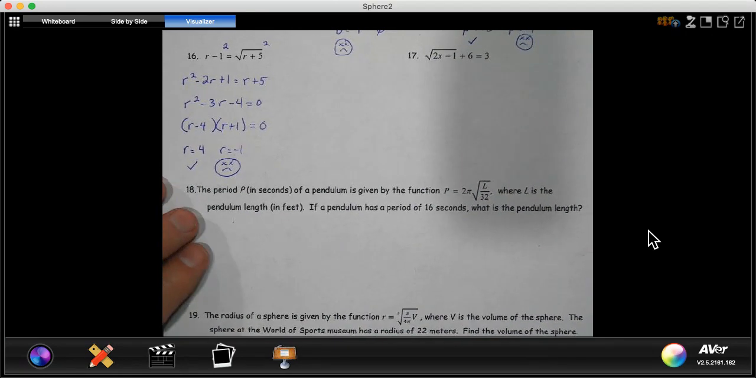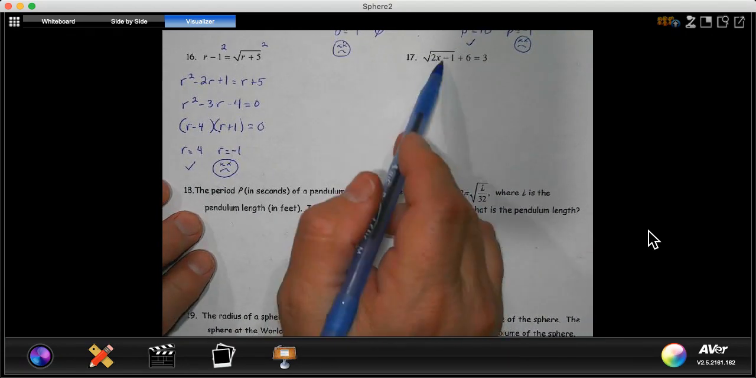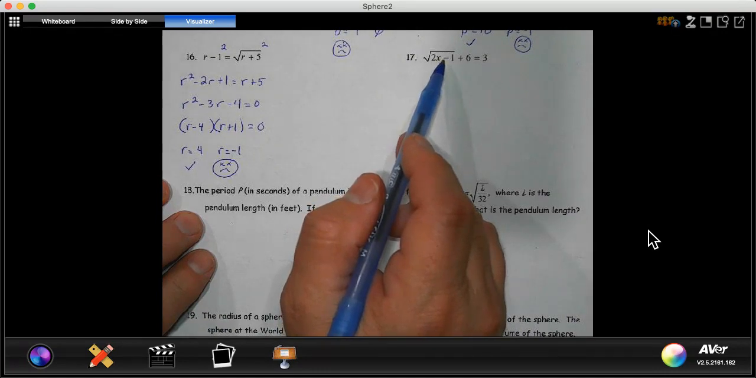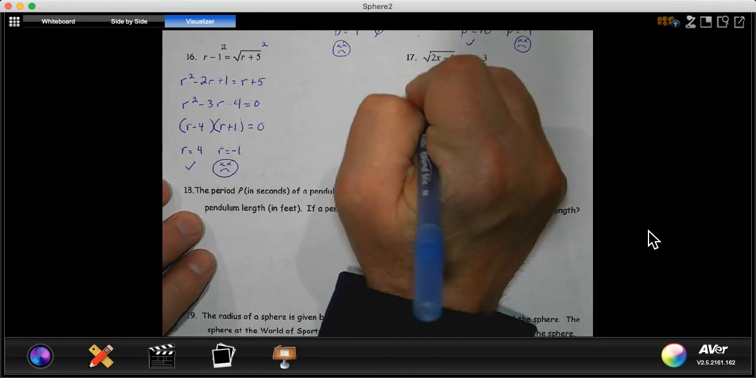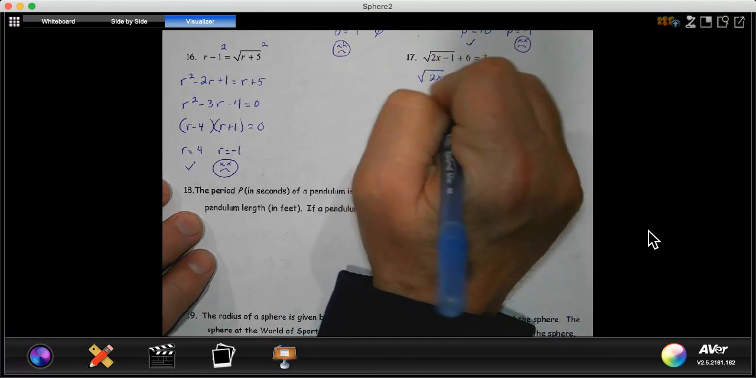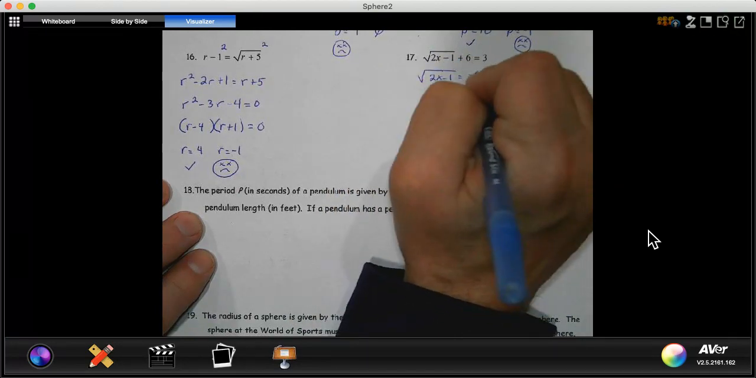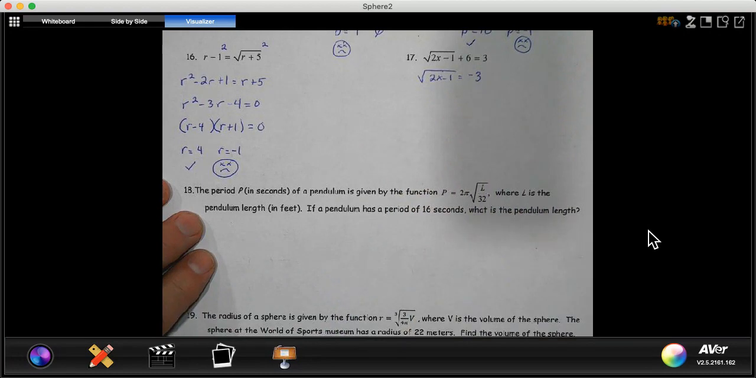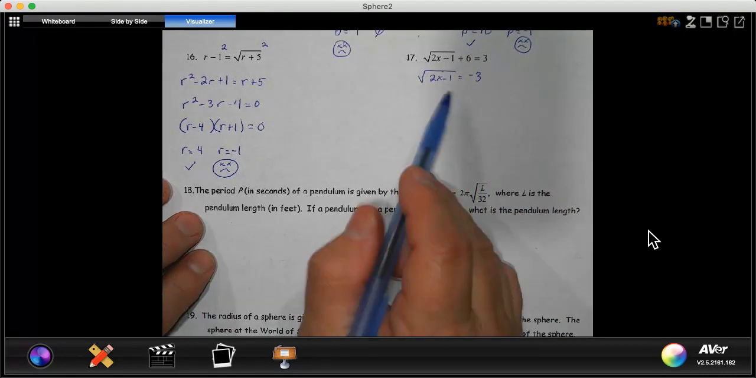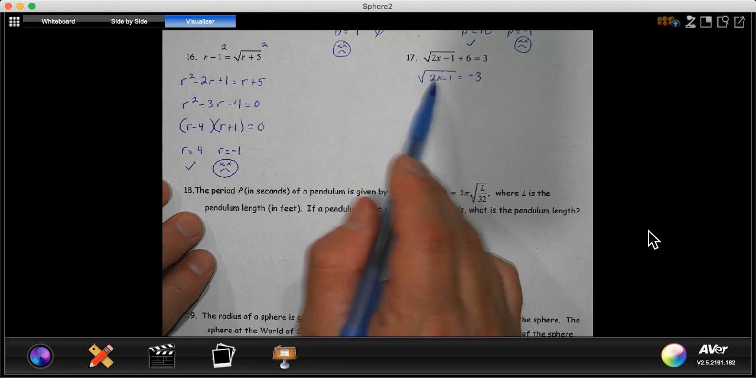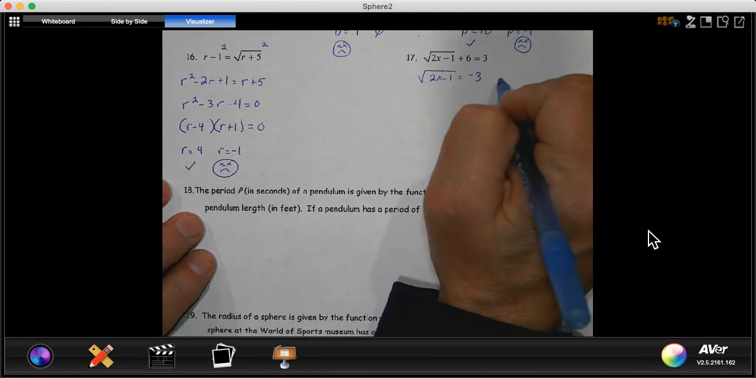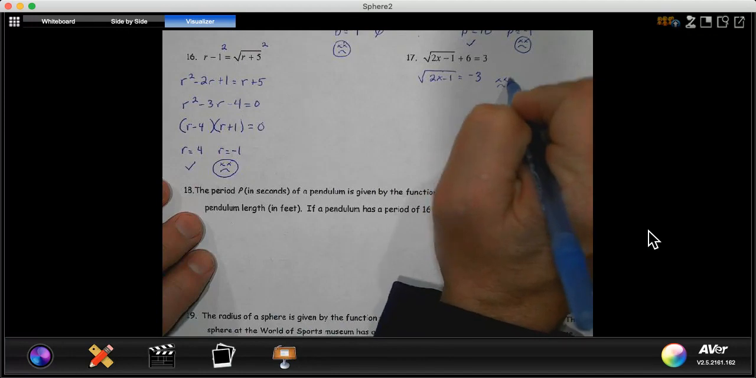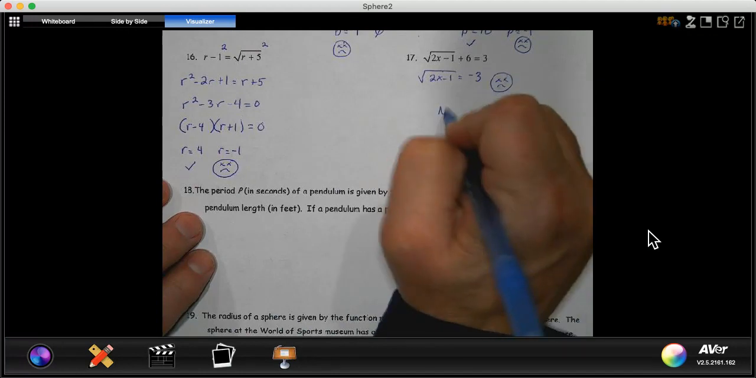All right, 17. Remember, you can't square both sides unless it's by itself. So we're going to minus 6 first, and the root is equal to negative 3. And from the get-go, we're in trouble. You can solve all you want, but you can't square root a number and have it be negative. So this is a bad problem. This problem has no solutions from the beginning.